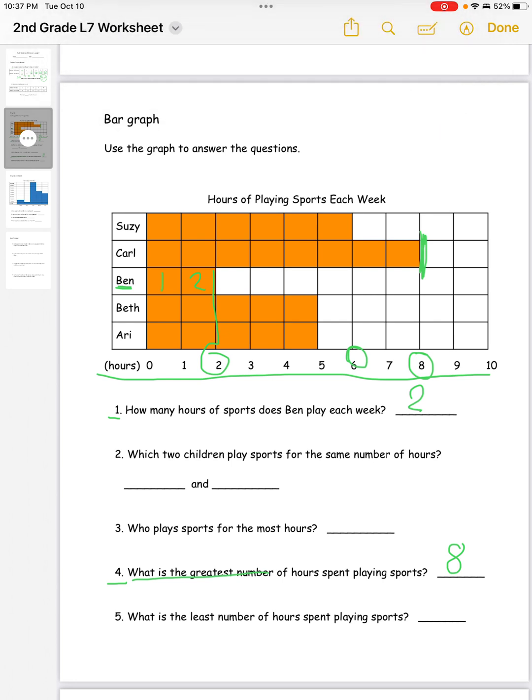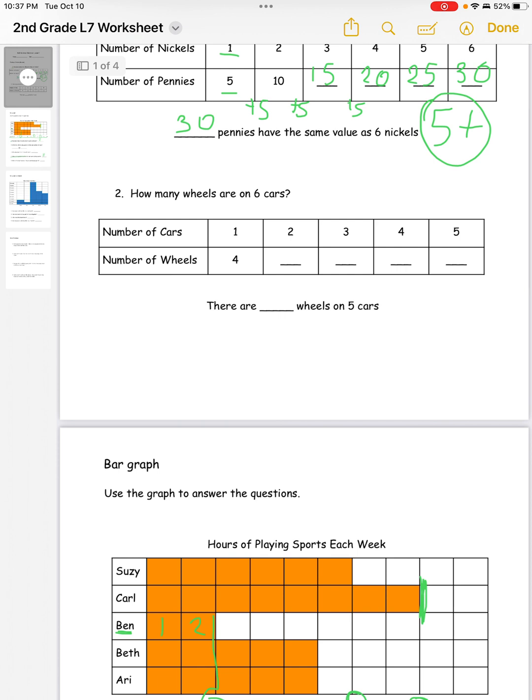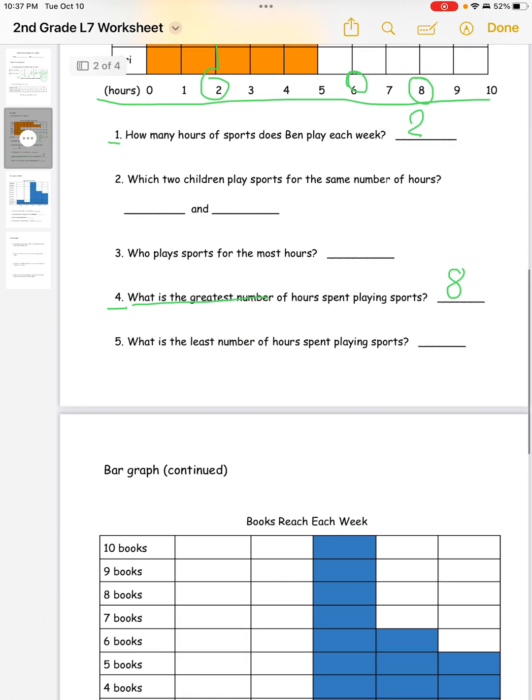And you can answer the rest of the problems using the bar graph. And same for number 2, you can find a pattern, just like we did for number 1.